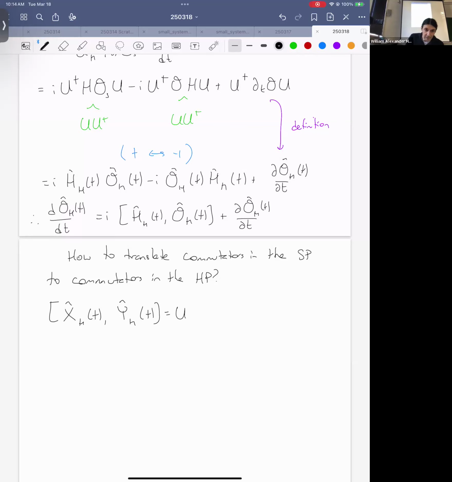So this is U inverse X Schrödinger U, U inverse Y Schrödinger U, minus U inverse Y Schrödinger U, U inverse X Schrödinger U. The U inverses cancel, and I can bring out to the left a U inverse, and I have the commutator of the X Schrödinger with the Y Schrödinger, and then a U on the right.